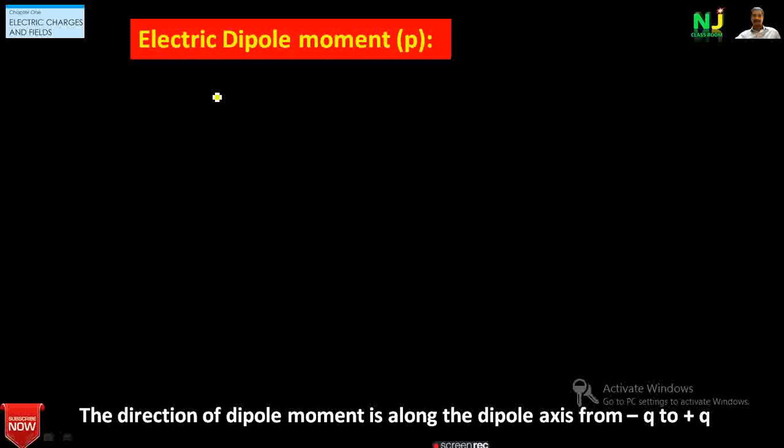We know that this is what is called a plus q charge. Let us consider this is the plus q charge and another point charge called minus q charge.